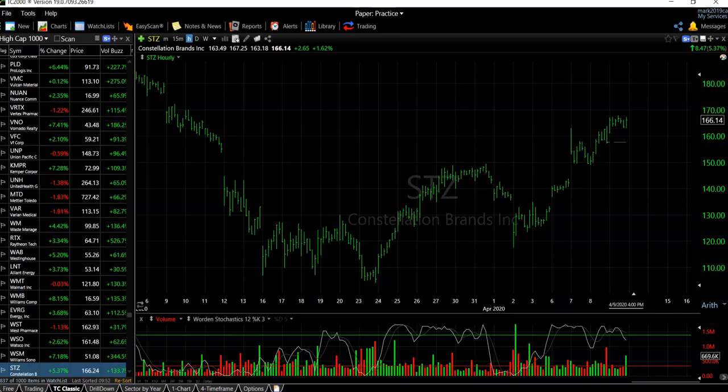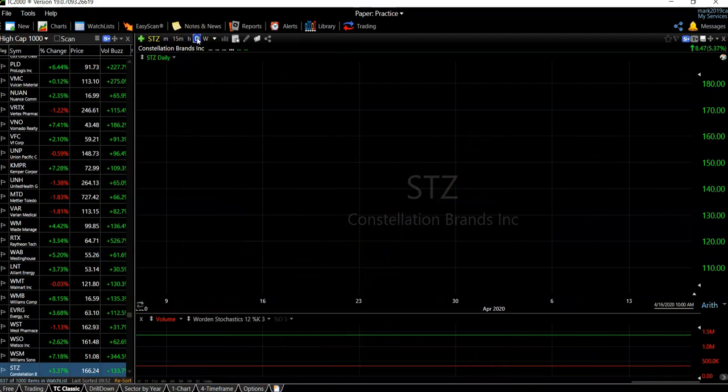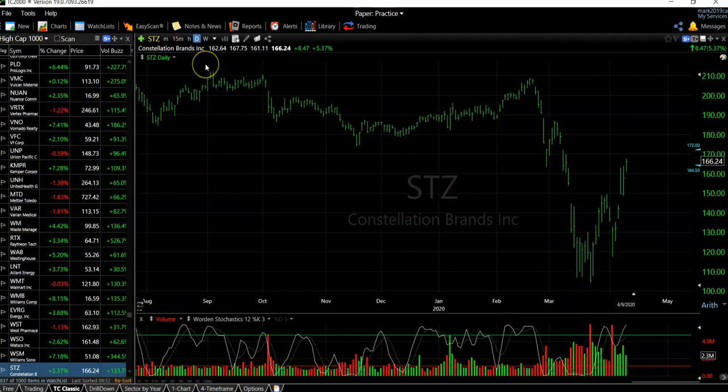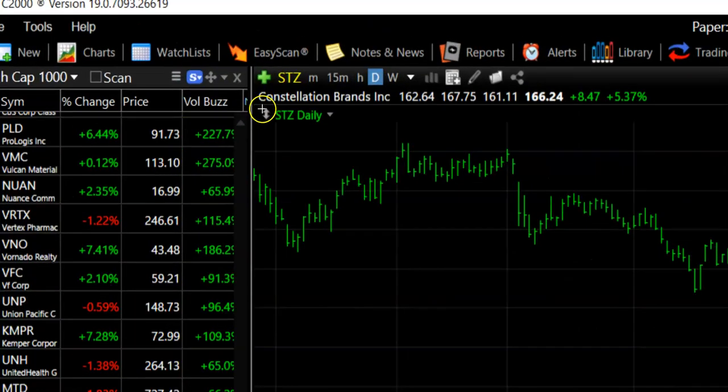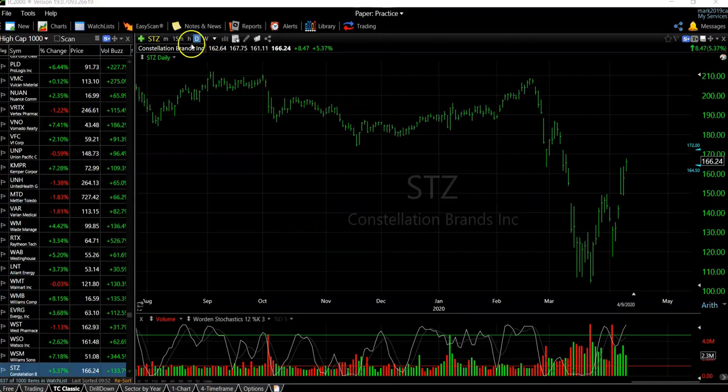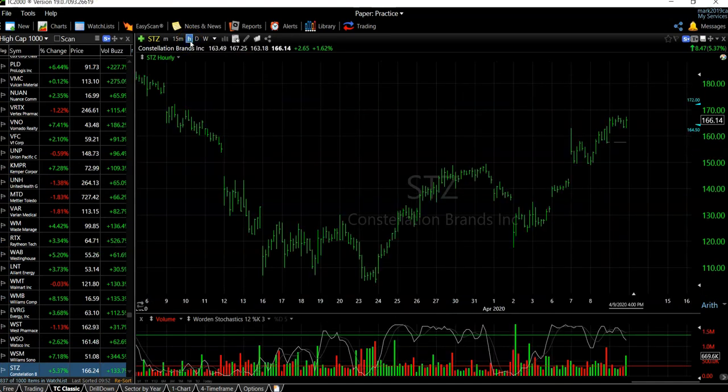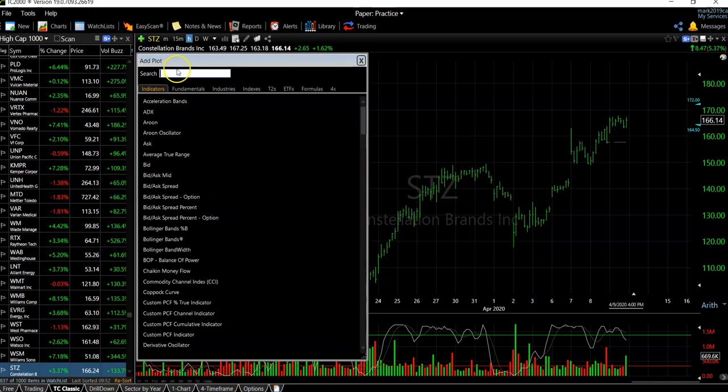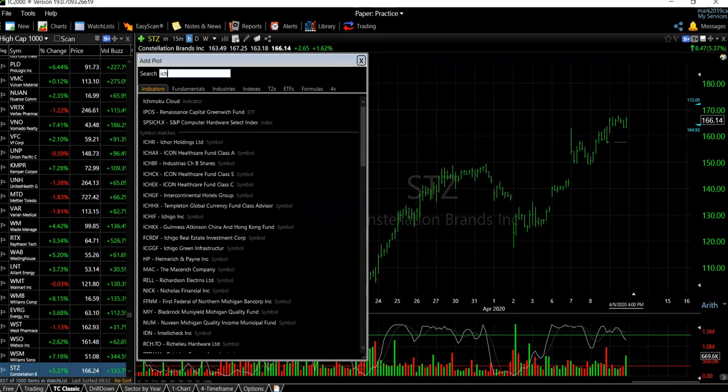So let us bring up, click on the TC2000 chart. My STZ is already here, and usually when you open the chart, it's on the daily chart. What I'm going to do is select the hourly chart. So this is the first step you will do. Step number 1 is select hourly chart. Step number 2 is add indicator. Click on STZ, add plot to chart, click on the STZ plus sign and enter the word ECHI.